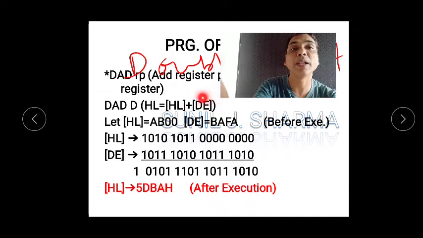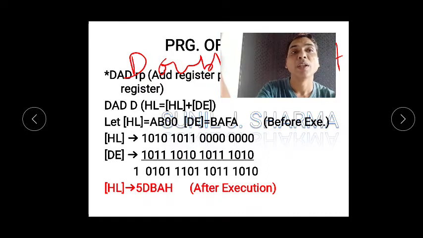The contents of the HL pair will be added with whichever pair is mentioned in the instruction. So D is mentioned, that's why it will become DE. Suppose the contents of HL is equal to AB000, and DE is BAFA. This is before execution. You can write in binary format, and when you add up, this will be A, this will be B, this will be D, and this will be F, and this is the carry. So your answer is actually 1FDBA. But the register pair HL will be storing this value FDBA. This is the value after execution. This was before execution, now you have after execution, and remember that the output will be stored in the HL pair.